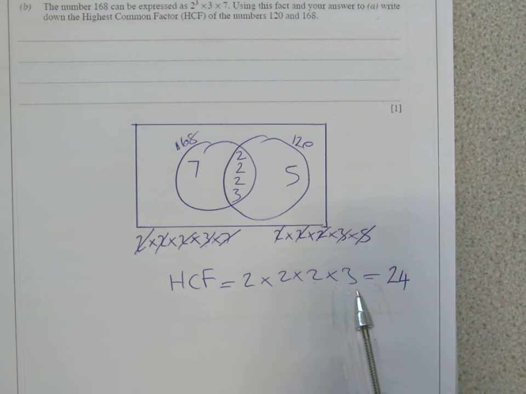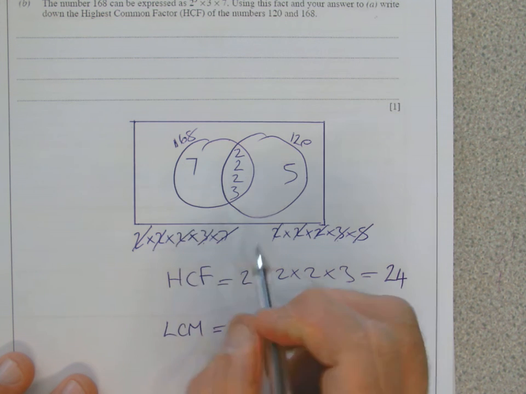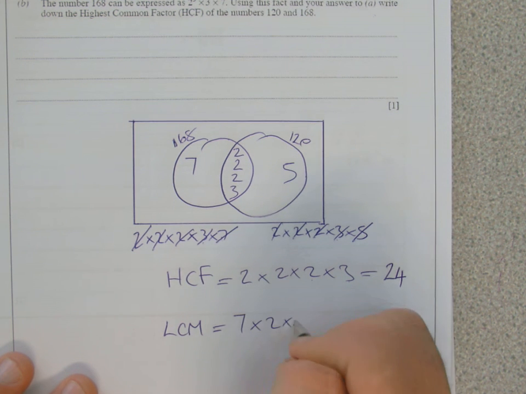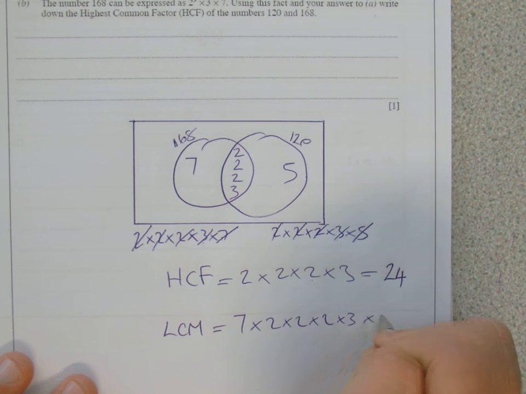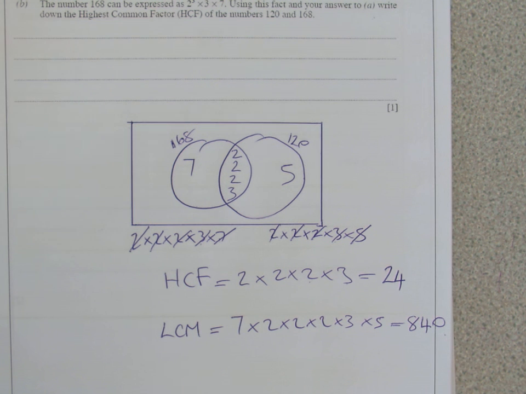Okay? And if I wanted the lowest common multiple, they're not asking for it, but if they did, you've got to multiply all of these together. So basically 7 times 2 times 2 times 2 times 3 times 5. And if you spend a bit of time working that out, you get to 840, I believe. Okay?